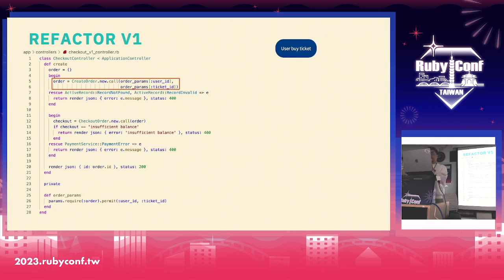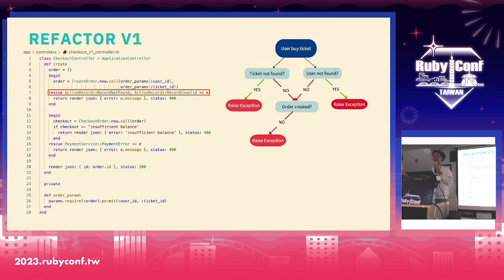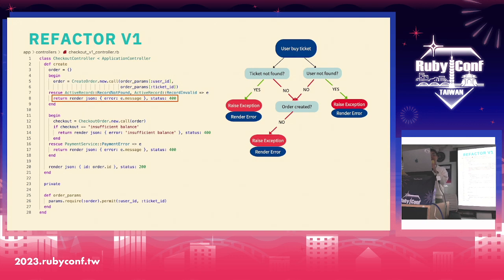The flow is still the same. The user buys the ticket, and instead of handling everything inline in the code, we handle it inside the service. Then the exception part is in the controller, and the relevant error message is returned to the user.